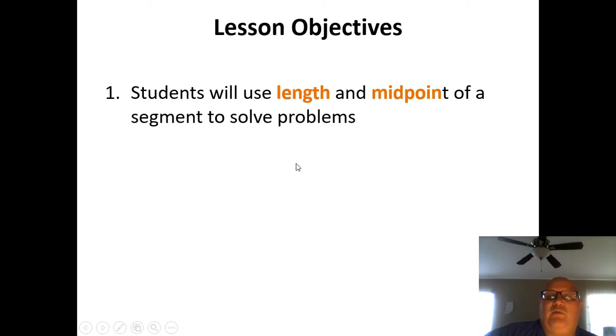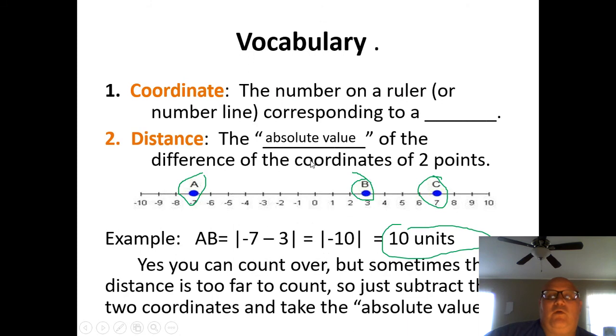Students will use the length and midpoint of a segment to solve problems. So here we go, that's our objective. The coordinate is a point, so I circled those A, B, and C there, and the distance is just how far something is. So if you count from A all the way over to B, that's 10, right?